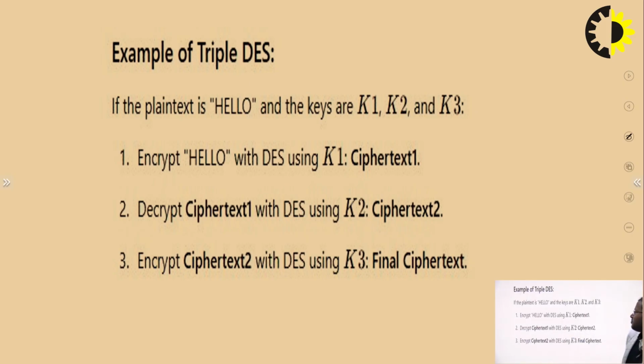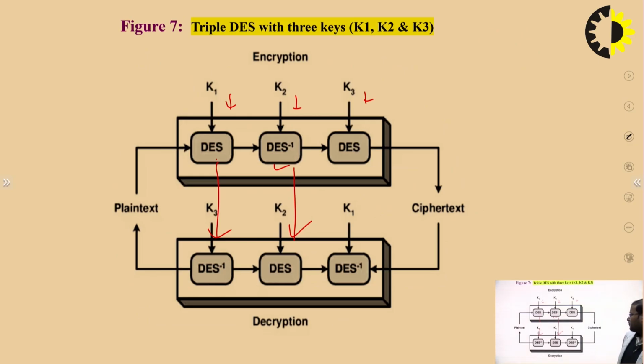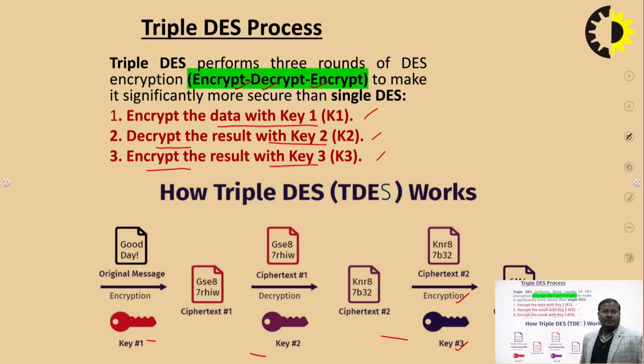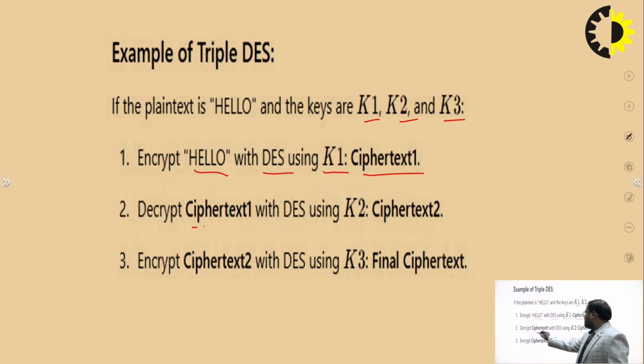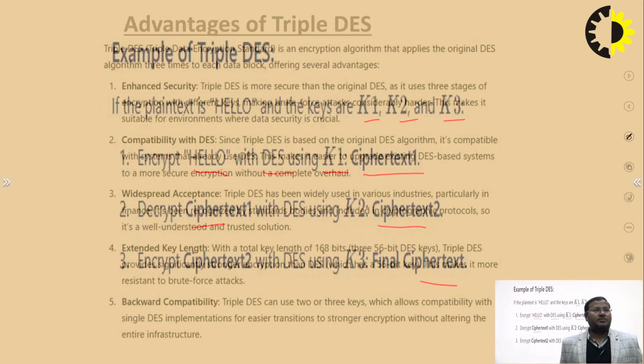A simple example of triple DS: if the plain text is hello world and the keys are K1, K2, and K3, then encrypt hello world with DS using K1. So we obtain cipher text 1, as I already showed in this figure. Similar type of example. Decrypt cipher text 1 with DS using K2, then we obtain cipher text 2. Encrypt cipher text 2 with DS using K3. This is the final cipher text. So this is one of the simple examples of triple DS.